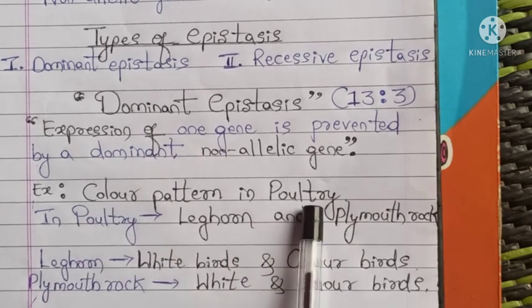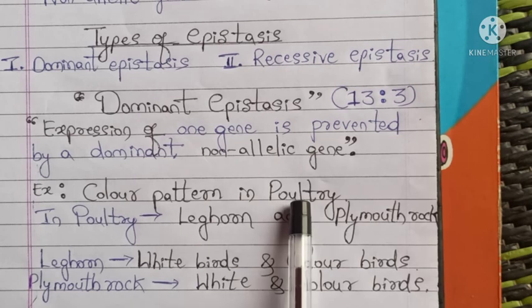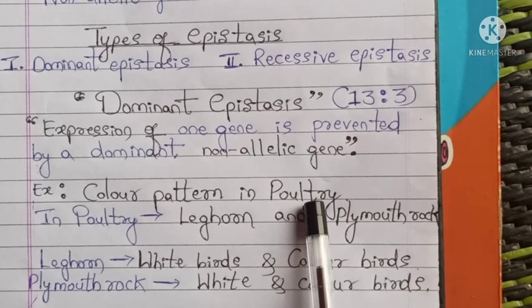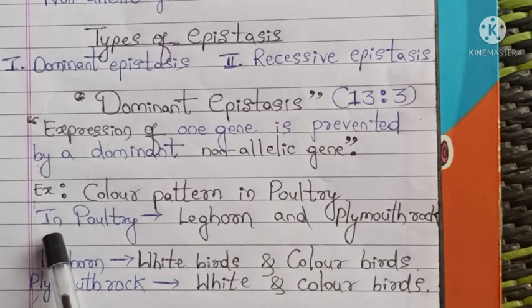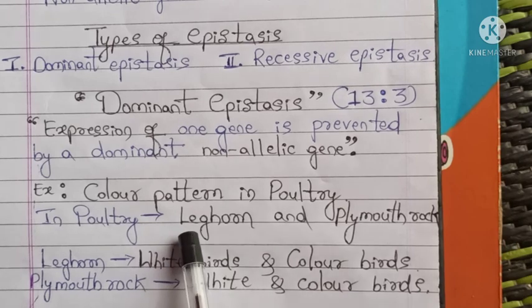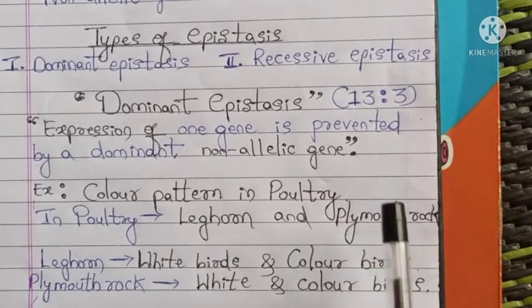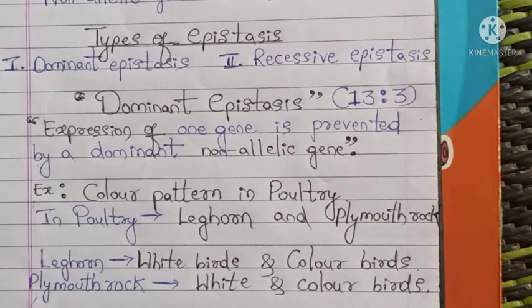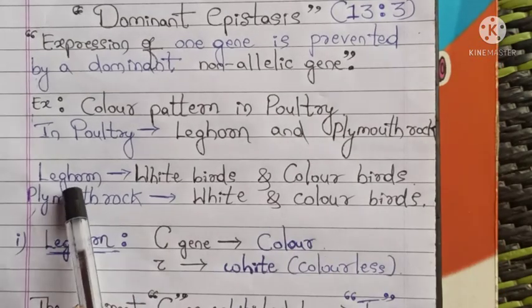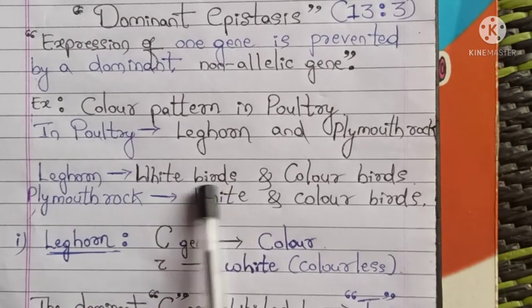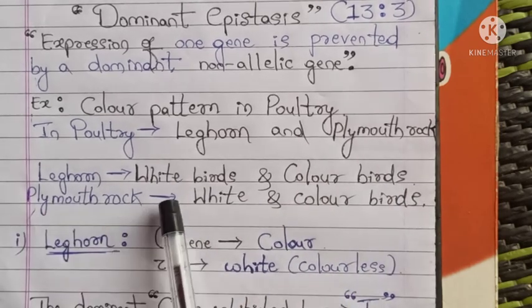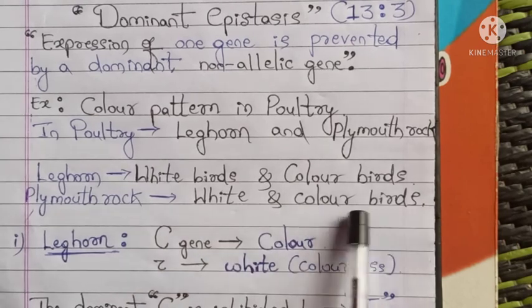color pattern in poultry. Poultry is nothing but the domestication of birds for the purpose of eggs and their meat. Examples of poultry breeds are Leghorn and Plymouth Rock. So here I am going to take these two birds, Leghorn and Plymouth Rock. There are two varieties of Leghorn, white birds and colored birds. Similarly, Plymouth Rock also has a white bird as well as a colored bird.